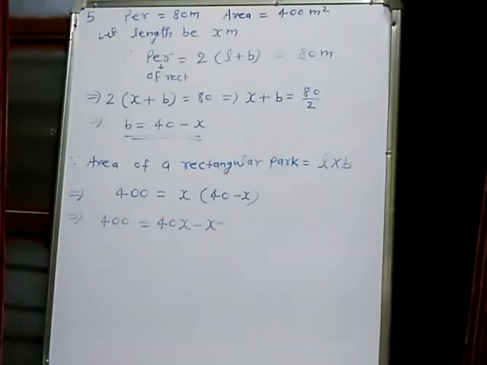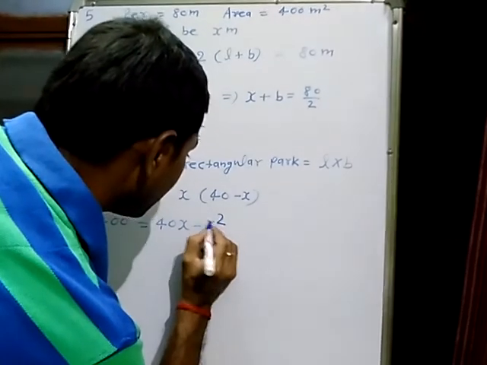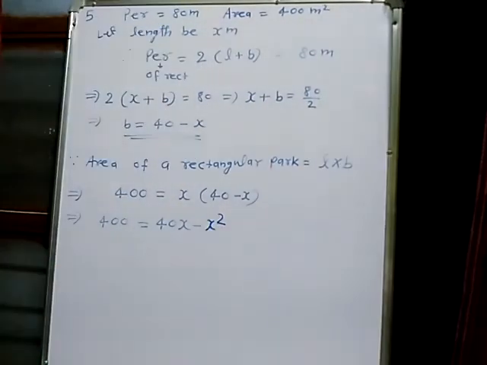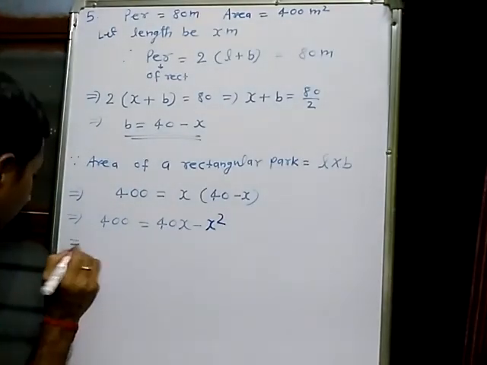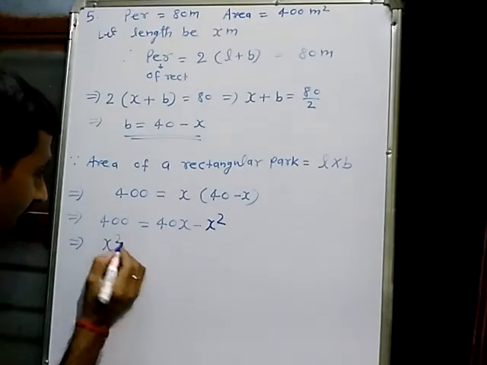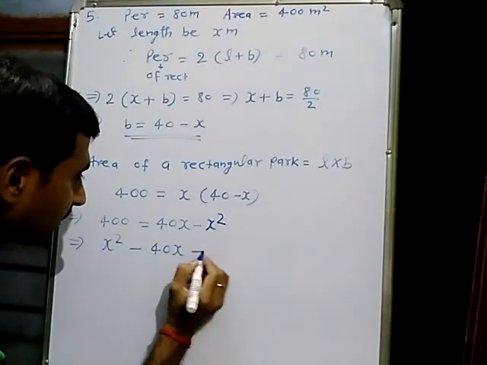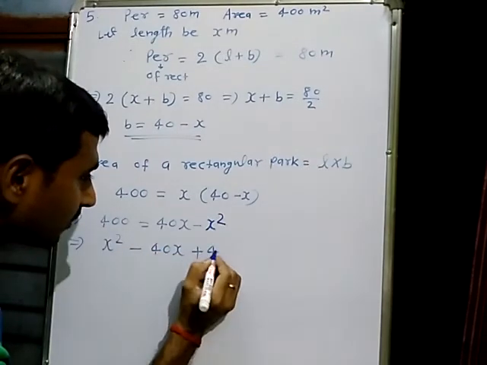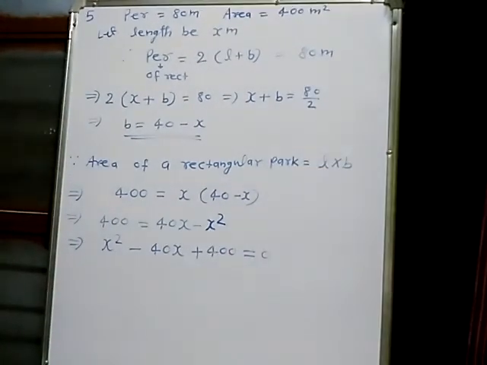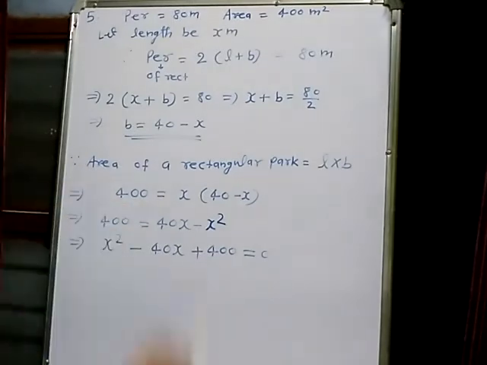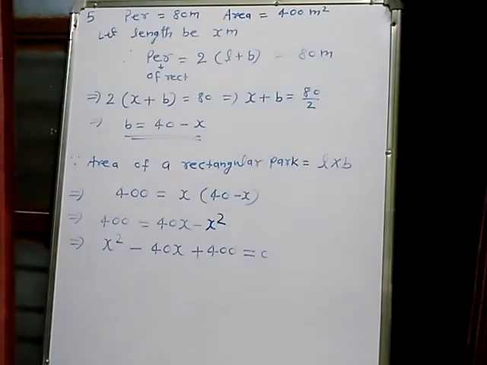Right now, 40x minus x square. If you transpose this x square to this side, x square minus 40x plus 400 is equal to 0. You can solve this question by any method. Here I am going to explain the question using the quadratic formula. So by using the quadratic formula, firstly we need to find out.